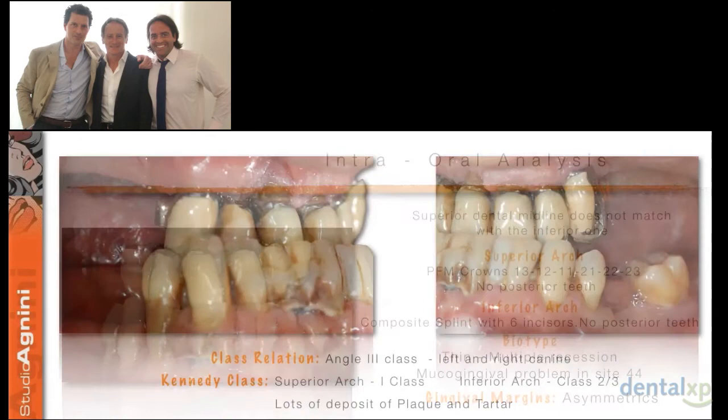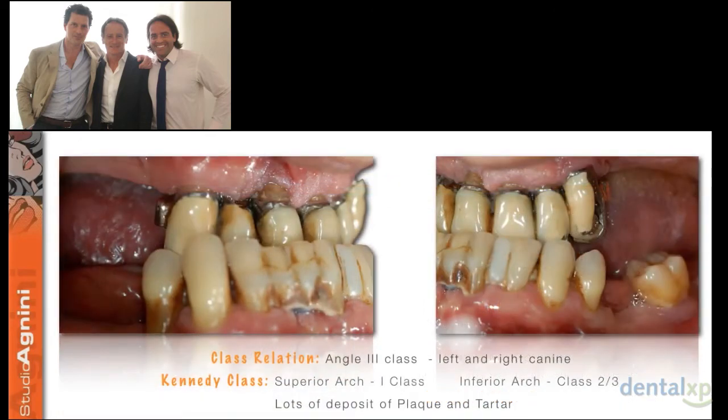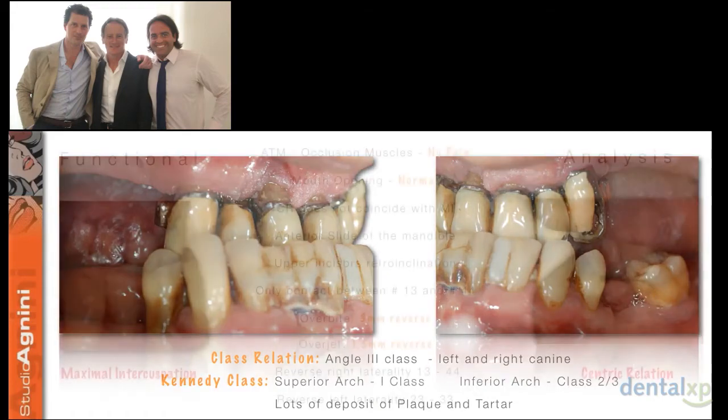But first we still have to collect information, so functional information also, like we evaluate which class relation our patient has. It is an Angle class 3, left and right canine. Which kind of Kennedy class are we in front of? In the superior arch we are in front of a first class, in the inferior arch we have a class 2 and a class 3 on the two different sides. As we can see, we have a lot of deposit of plaque and tartar, so we also have to enter that in our preliminary treatment plan that we are going to see.